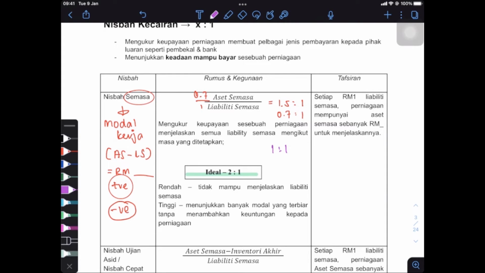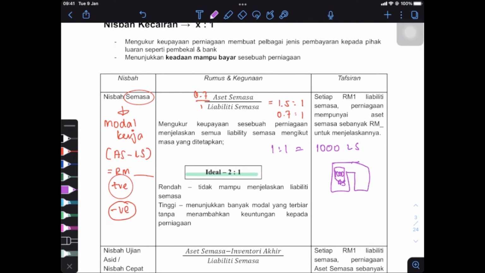1 to 1 also means that you are able to pay back. So it's like you have 1,000 ringgit liability semasa, then in your pocket, I want to draw a pocket. Okay. In your pocket, you also have 1,000 asset semasa. Why can't we just have 1 to 1? Why do we need extra in our pocket? Need extra assets to run the business? Correct. Correct. Extra assets or extra cash, extra money in your business for you to run it.